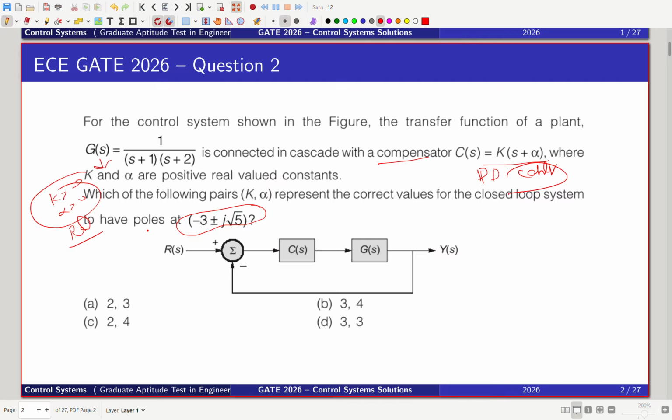Before solving this question, it is very simple. How can we solve it? We know the poles, so we can know the characteristic equation, and just compare it with the characteristic equation of the system to find out our alpha and K values. Before that, let us go through the concepts related to this type of question.